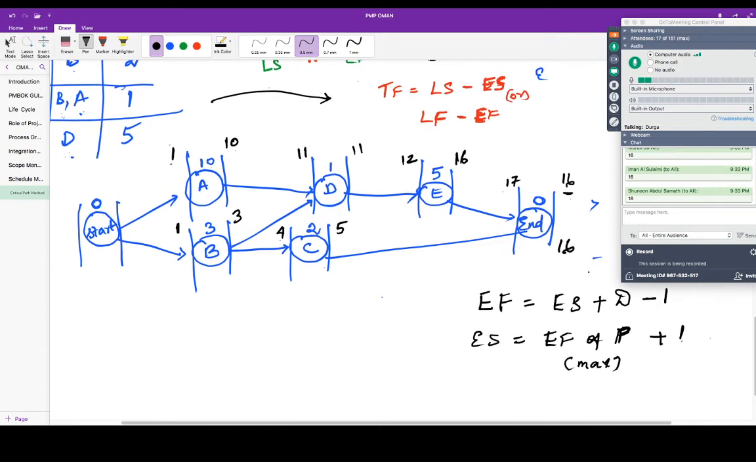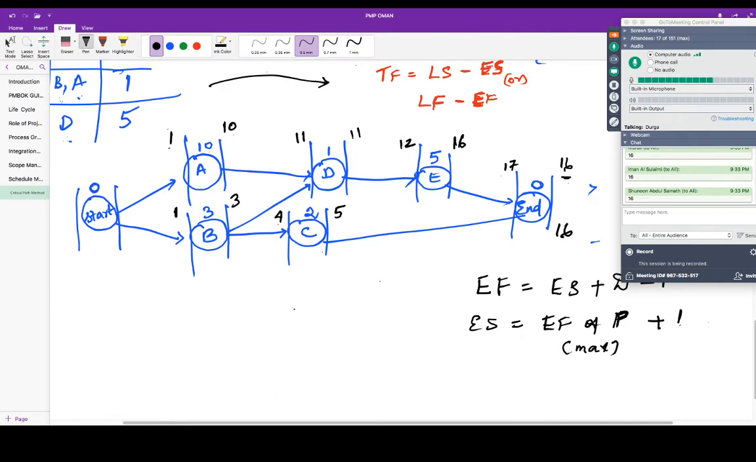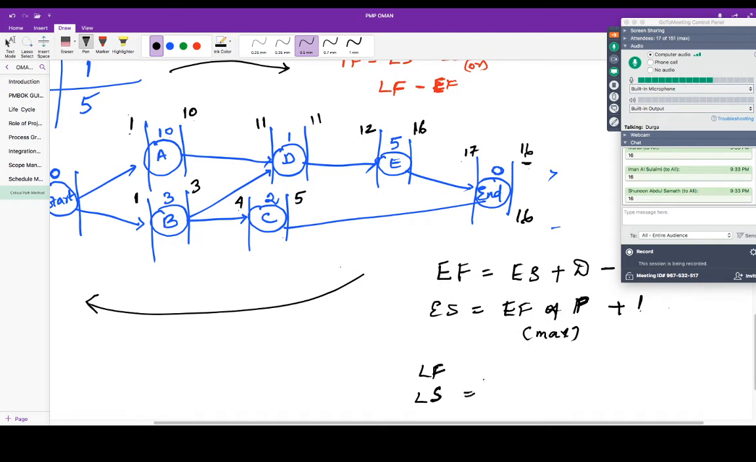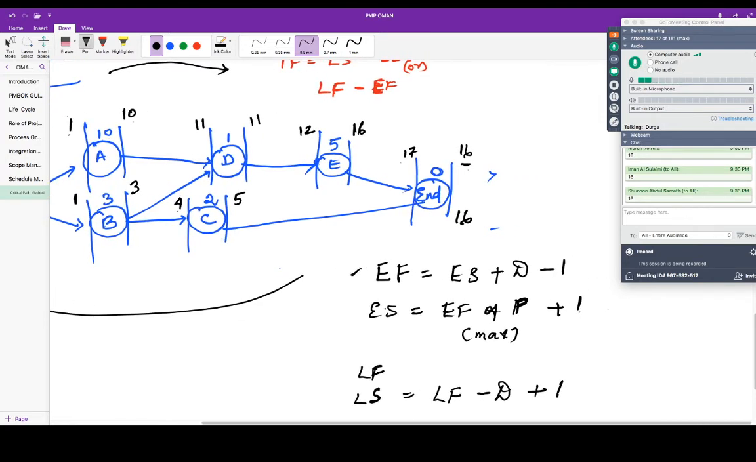Again, now we are going to find late finish and late start. You're going to come backward and find late finish and late start. If you know the late finish, you can easily know what is late start. So what is late start? Late start is equal to late finish minus duration plus 1. Late finish minus, you're coming backward. Late finish minus duration plus 1. Just the opposite of the first one.